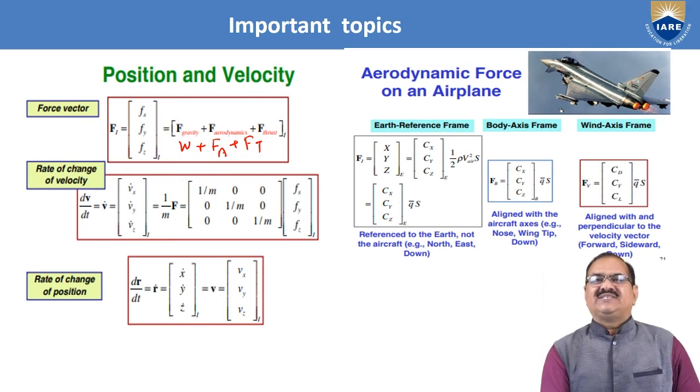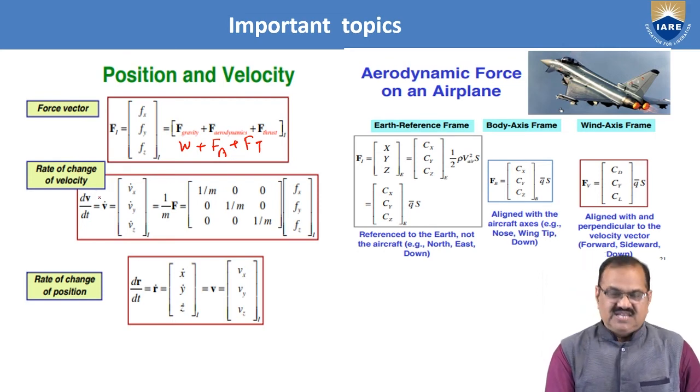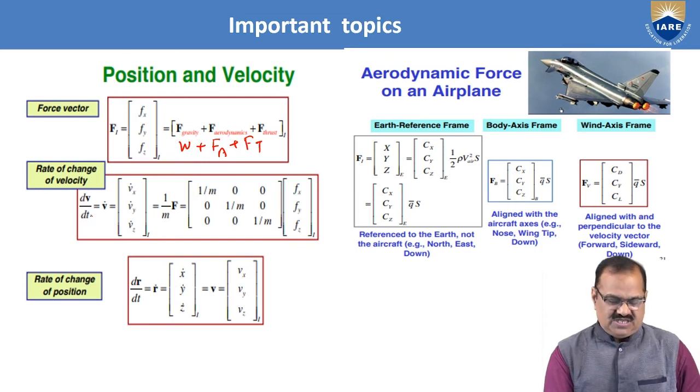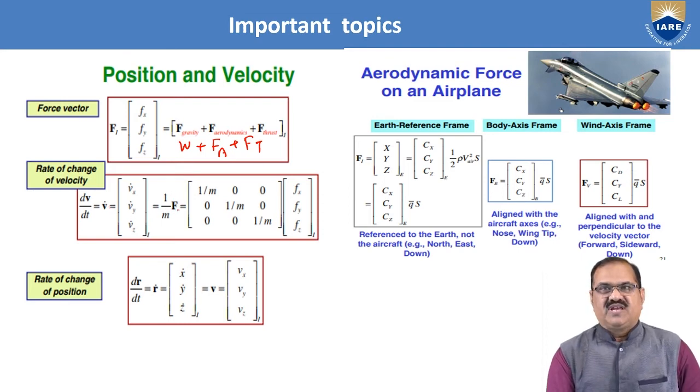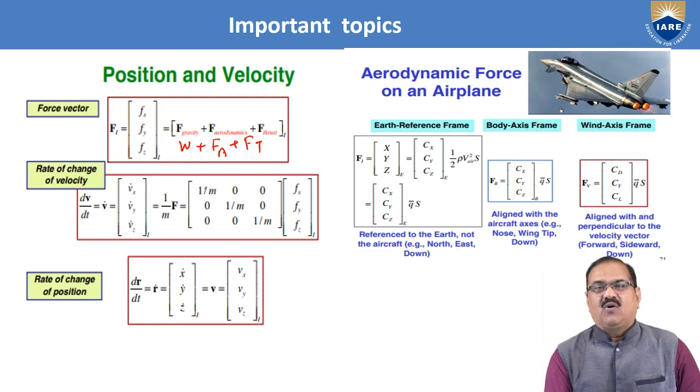So now the rate of change of velocity, we can write dv by dt, as a vector, it is v dot, and this v dot has three components: v dot in x direction, v dot in y direction, and v dot in z direction. We can write v dot is the acceleration, and this acceleration is equal to 1 by m F. So here this m we can write in matrix form, and F we can write as Fx, Fy and Fz. Okay, so in this way we can express these parameters.